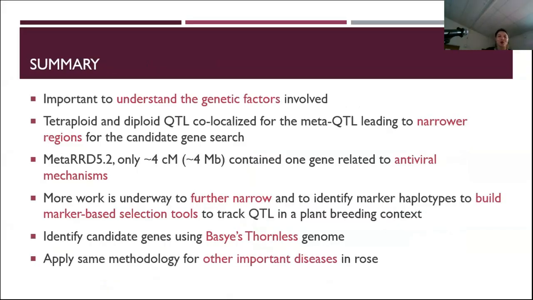All right, so just an overall summary. It's obviously really important to understand these genetic factors, considering that control is so difficult. I think the genetic way is probably our best bet, right? It was interesting to see how the tetraploids and the diploids co-localize, and we really got down to narrowing those regions significantly, especially the one on 5.2, as I mentioned, with that 4 centimorgan range that also contained our antiviral mechanism.